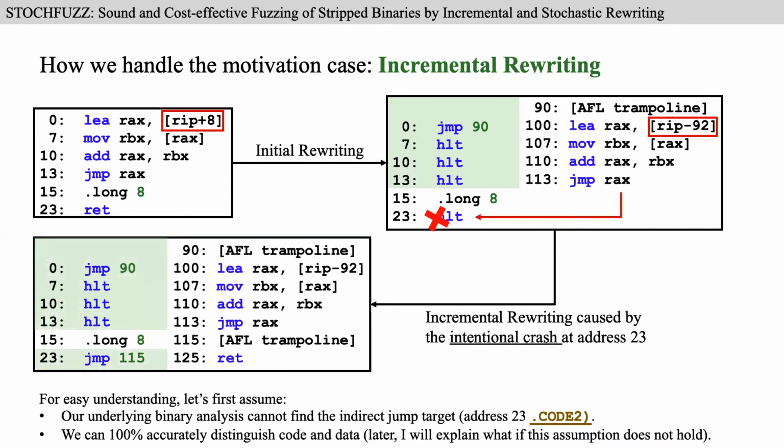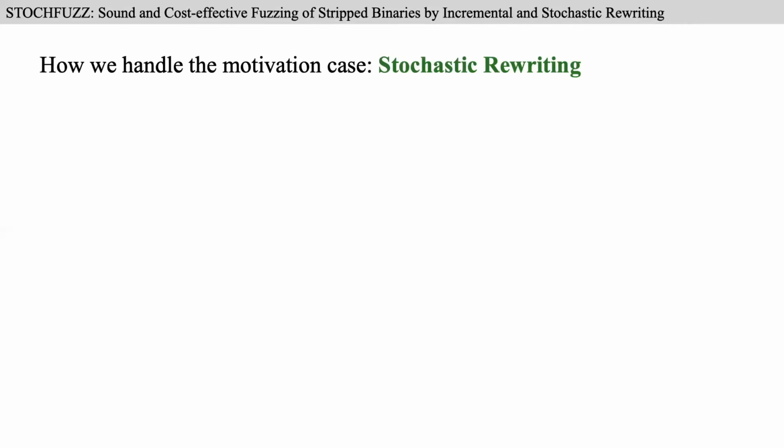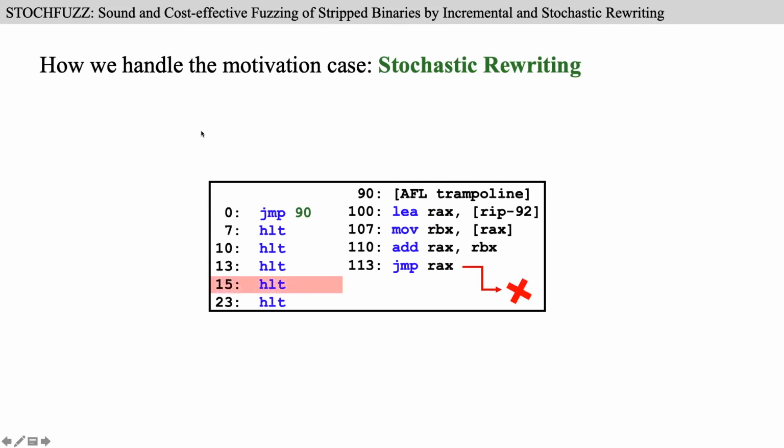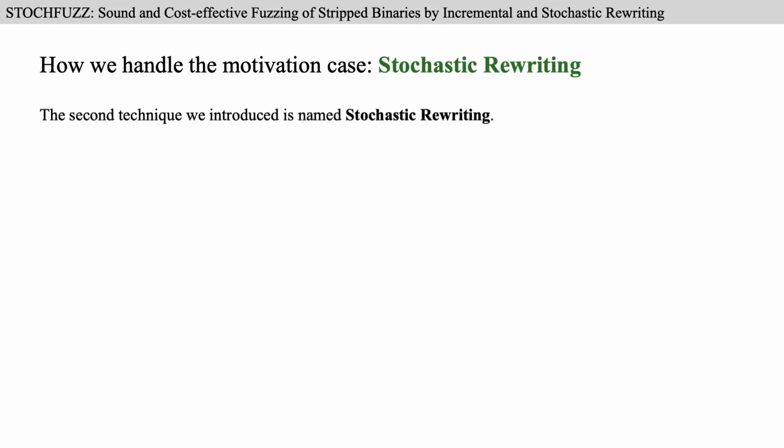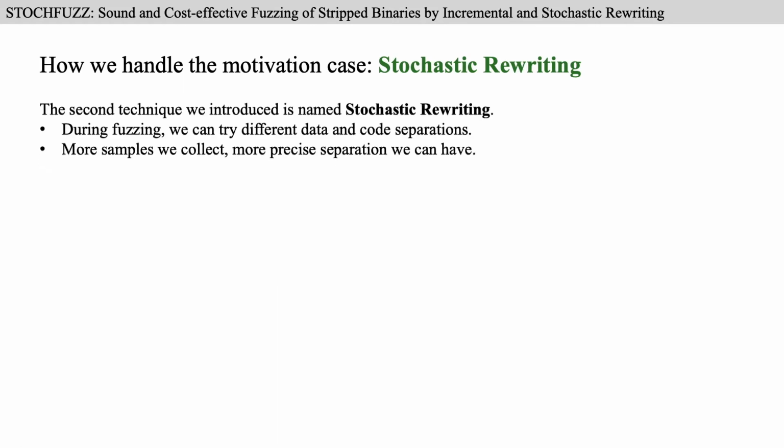The second step, incremental rewriting, is designed to generate a new binary which rewrites all the addresses that can be directly reachable from the crashing address. However, it is in general an undecidable problem to separate code and data. In the previous example, the program will encounter an unintentional crash if we patch the data at address 15. To address the problem, we propose stochastic rewriting, which is driven by the following insight.